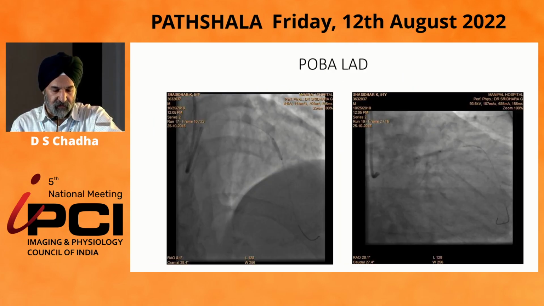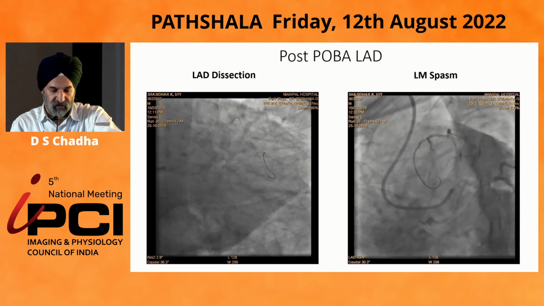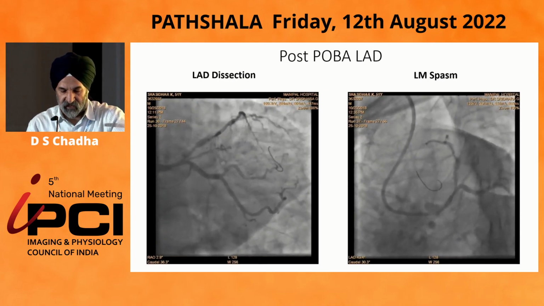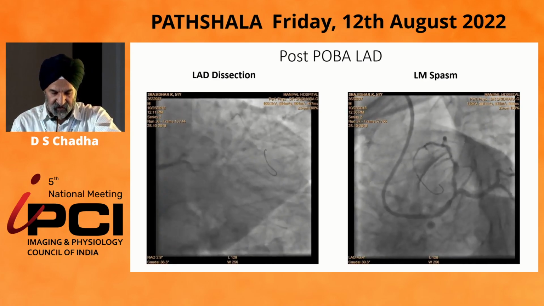The RCA also had a mid-segment plaque, and there was disease in the ostia of the RPDA. So we went ahead, dilated the LAD, both proximal and distal. There was a little bit of dissection and some spasm noted at the left main. As you can see, the guide is kind of hugging the left main segment.